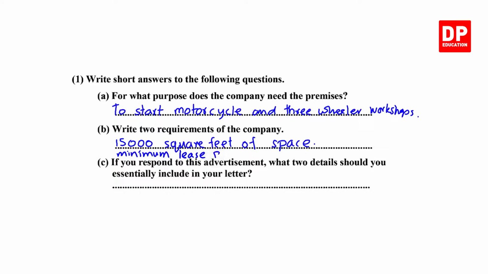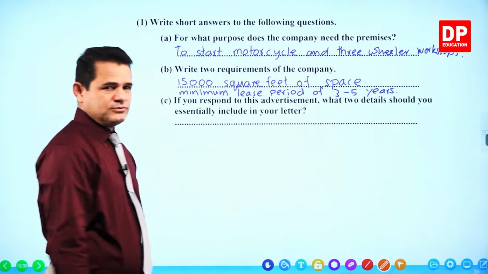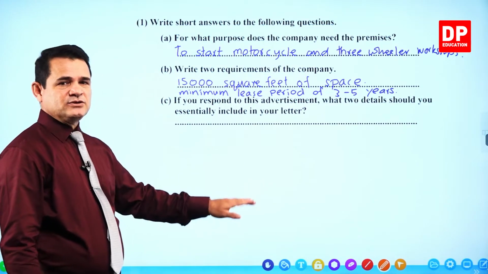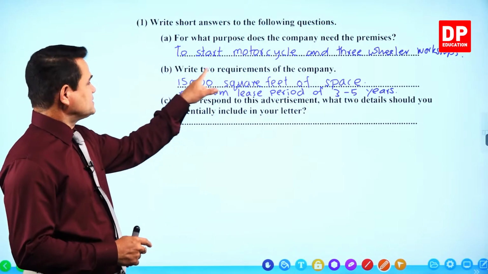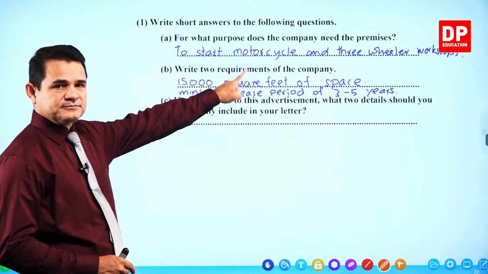Lease period of 3 to 5 years. So you write only 2. Right. Maybe the other 2 you can write. Whatever it is, then they are asking, write 2 requirements.